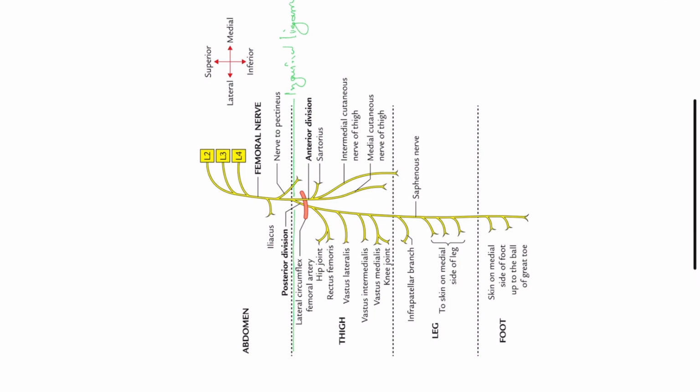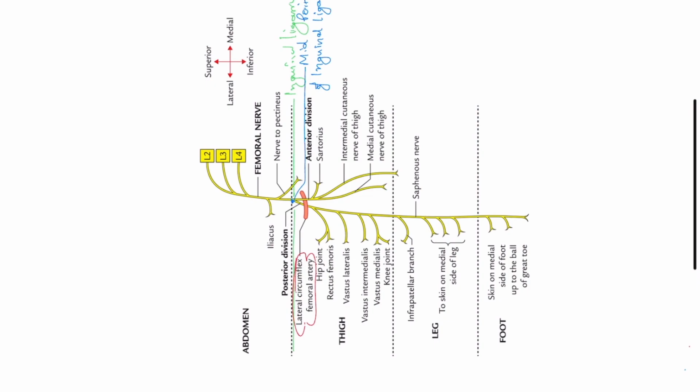Then around 2.5 centimeters below the point where it enters into the thigh, this point here is called the midpoint of the inguinal ligament. So 2.5 centimeters below this, the femoral nerve divides into its two divisions, anterior and posterior division, as you can see in the image. They are split across this artery, the lateral circumflex femoral artery. The anterior division descends anterior to this artery and the posterior division crosses behind this artery.